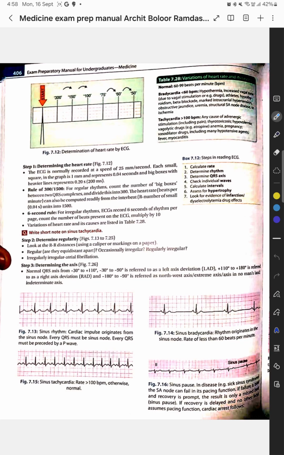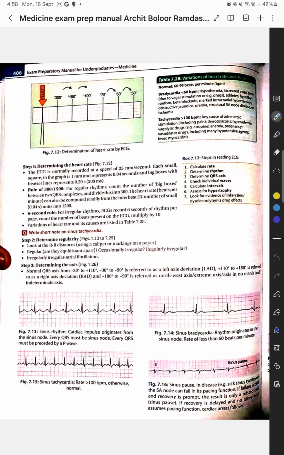Sinus rhythm. Cardiac impulse originates from the sinus node. Every QRS must be preceded by a P wave. Sinus tachycardia: rate greater than 100 beats per minute, otherwise normal. Sinus bradycardia: rhythm originates in the sinus node, rate of less than 60 beats per minute.